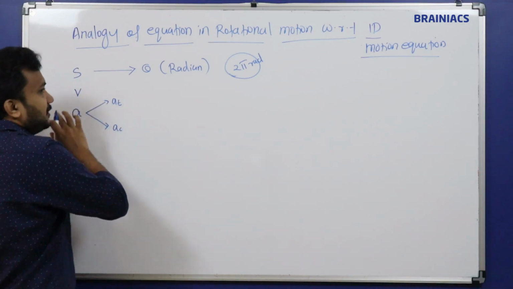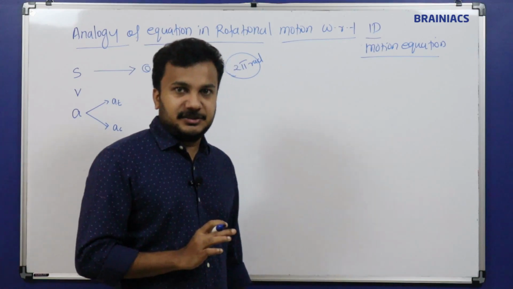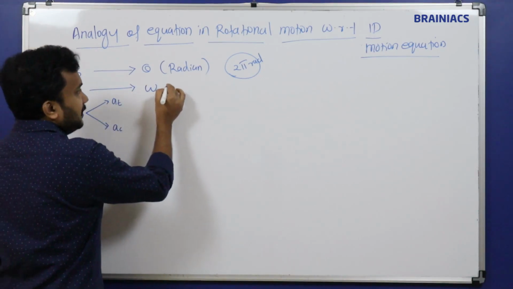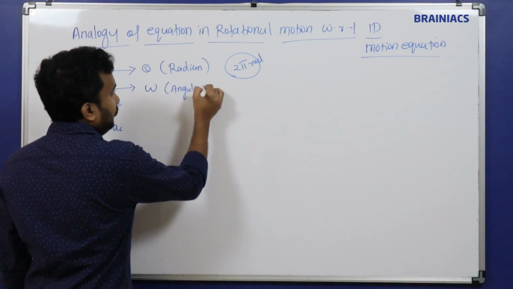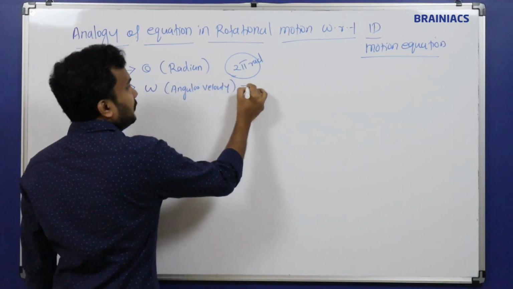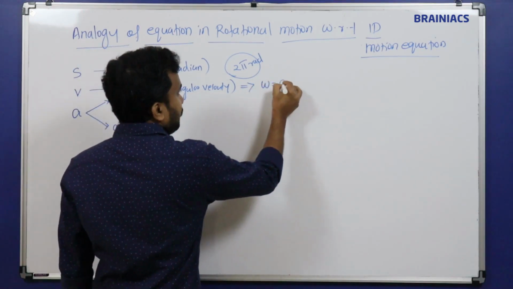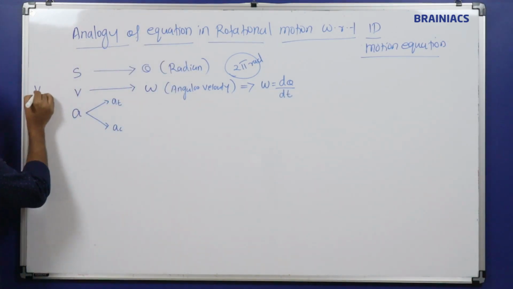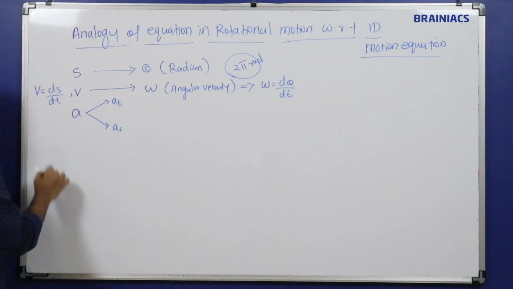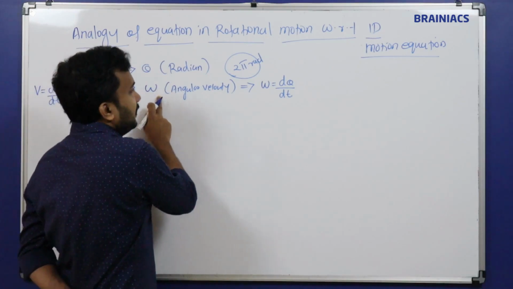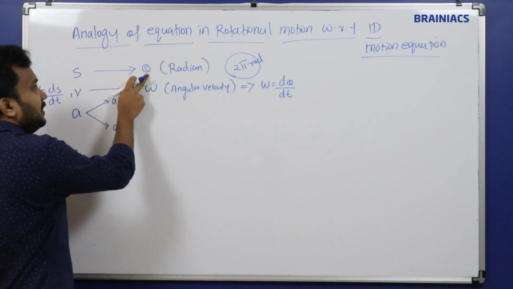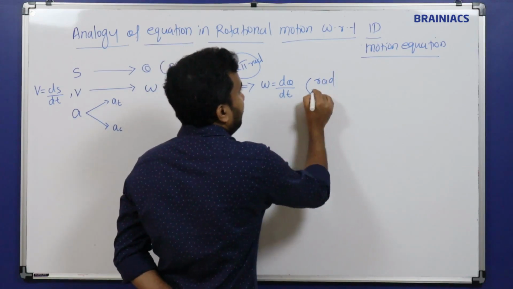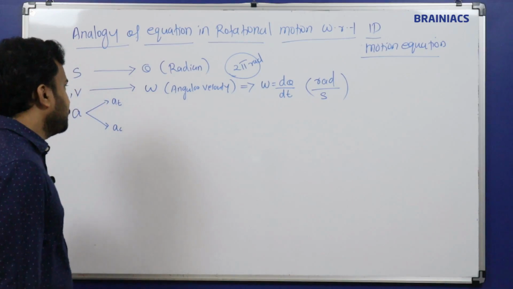Clear? Velocity is the speed of the body. The analogous quantity to velocity is called omega, the angular velocity. For velocity we write v equal to ds by dt, so instead of s we have theta: omega is equal to d theta by dt. Its unit is theta in radian divided by dt in second, so the unit is radians per second.